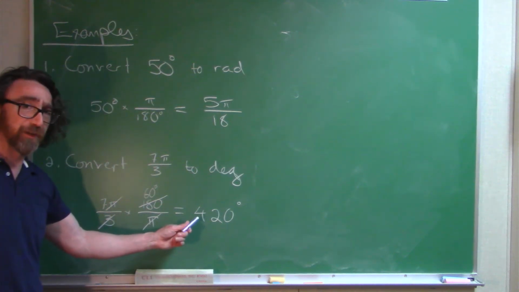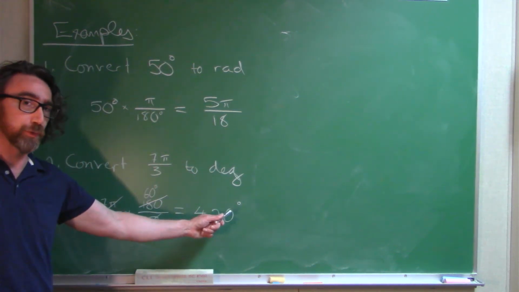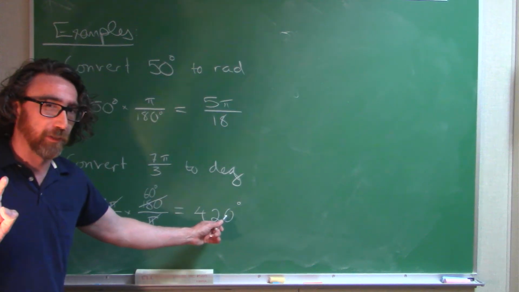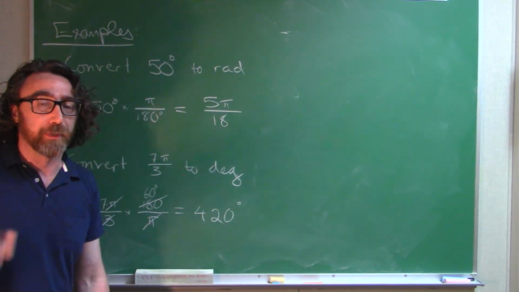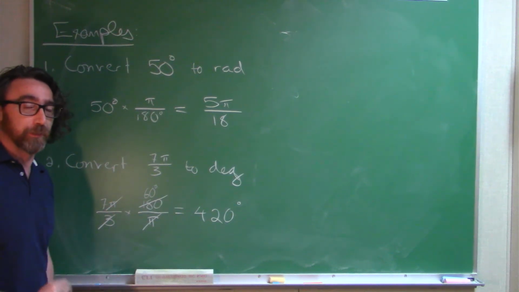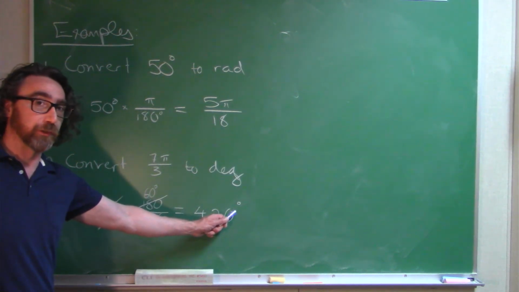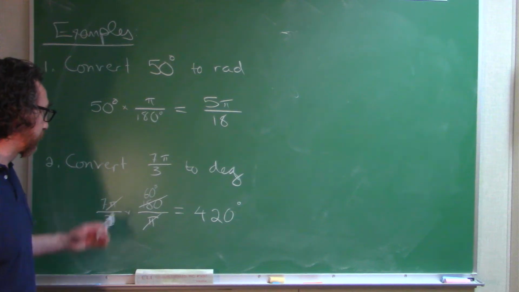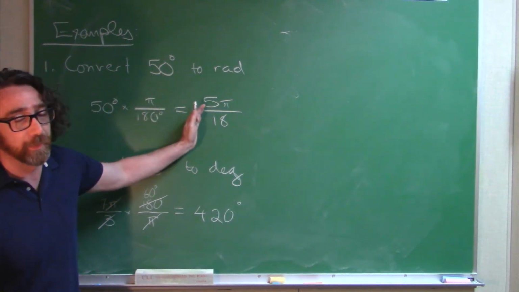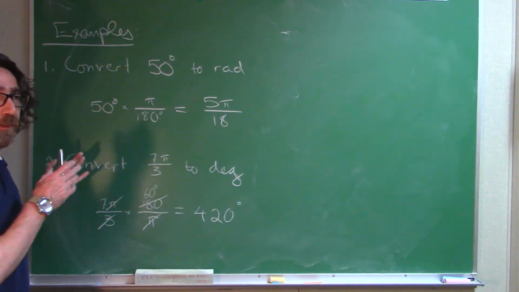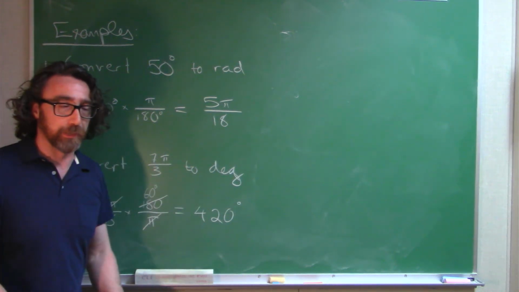I'm going to ask you to be very conscientious about using that degree symbol, because if I see an angle that doesn't have the degree symbol, I'm going to assume you mean radians. If you want to let me know you're talking about degrees, use that. So we can go back and forth. We can take something in degrees and change it to radians, and we can take something in radians and go to degrees.